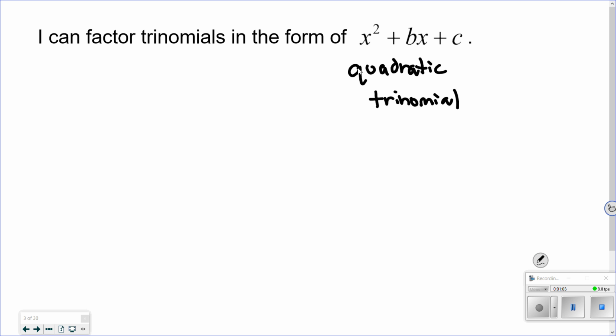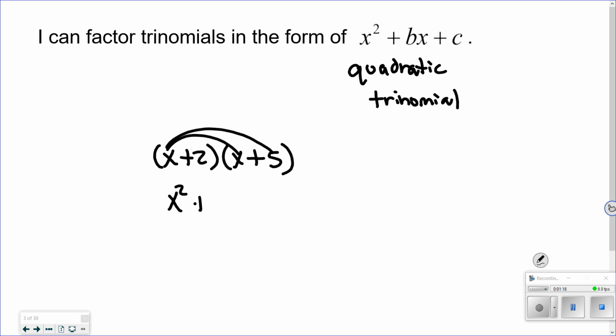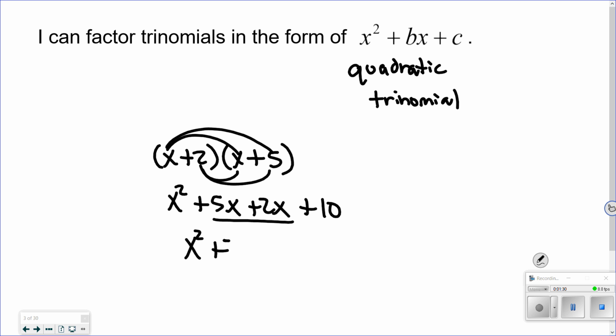So if I took this and I multiplied x plus 2 times x plus 5, I'm just going to do the distributive property: x times x is x squared, x times 5 is 5x, 2 times x is 2x, 2 times 5 is 10. We can combine those two middle terms. I end up with x squared plus 7x plus 10.